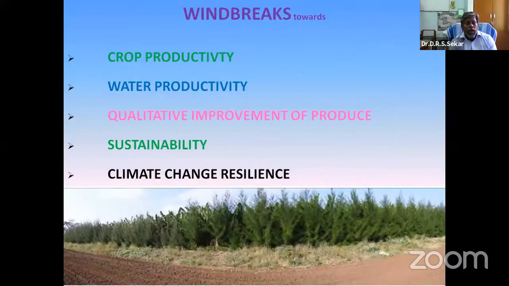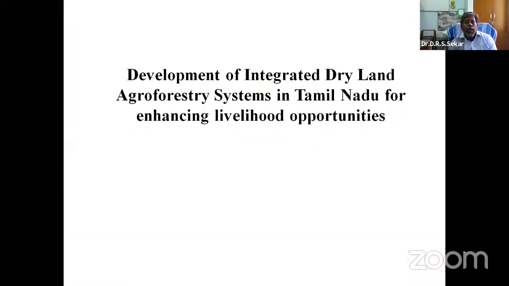The windbreak improves crop productivity, water productivity, qualitative improvement of produce, sustainability, and climate change resilience. All these aspects come with windbreaks. The Casuarina clone is one of the very successful programs. It went up to the clonal release level, which is accepted by the Ministry of Environment and Forests. And the development of integrated dryland and agroforestry systems in Tamil Nadu for enhancing livelihood opportunities.